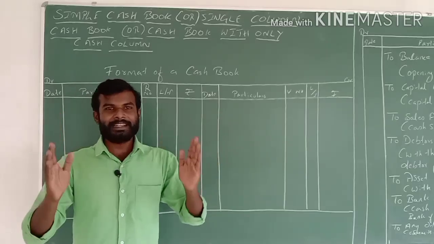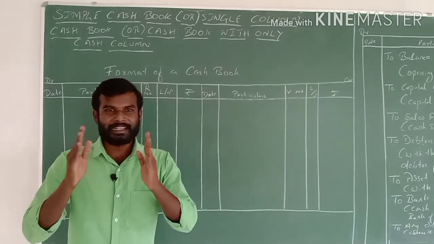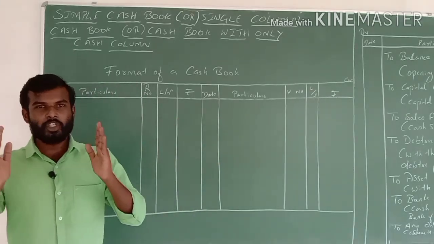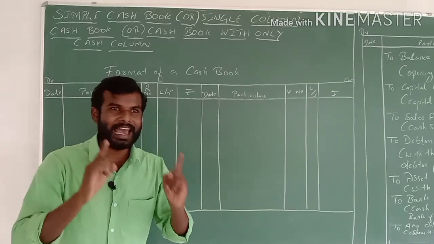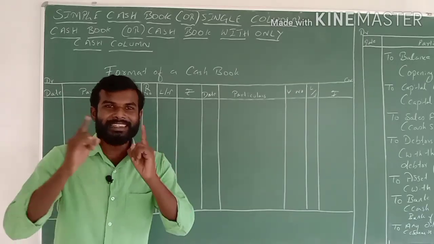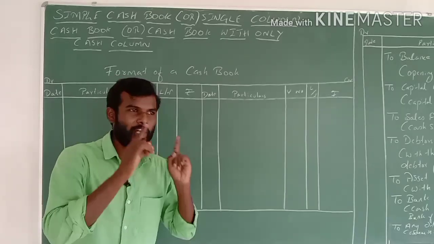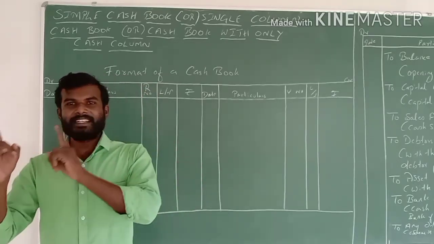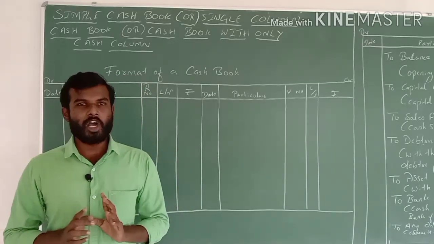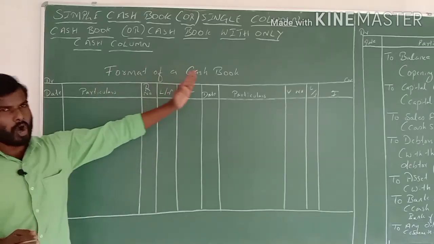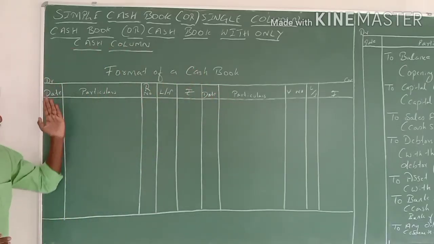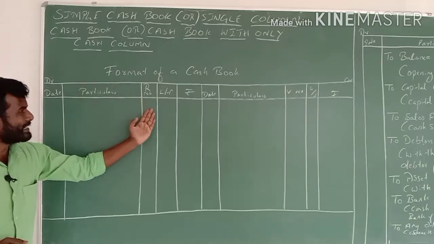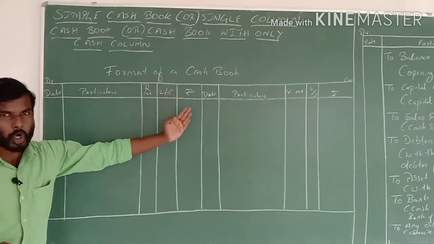Remember that the simple cash book is a type of cash book where we record only cash transactions in a single amount column on either side: one amount column on the debit side and one on the credit side. Coming to the format of a cash book, on the debit side we record the date, particulars, receipt number, ledger folio, and rupees.